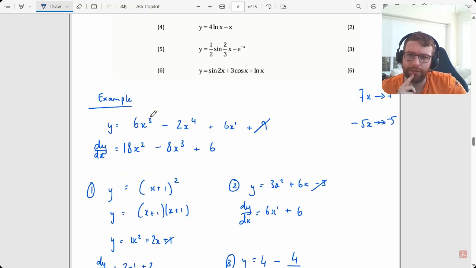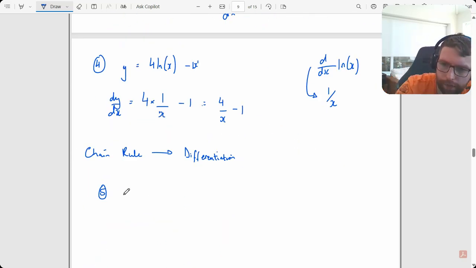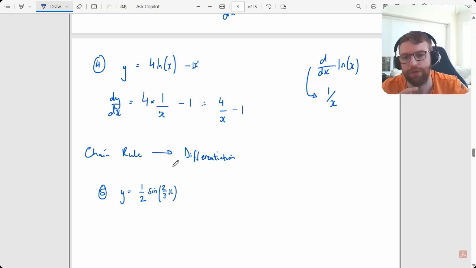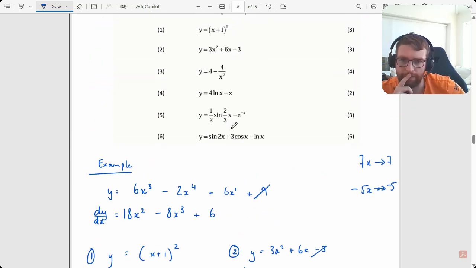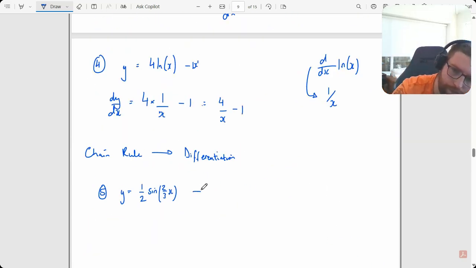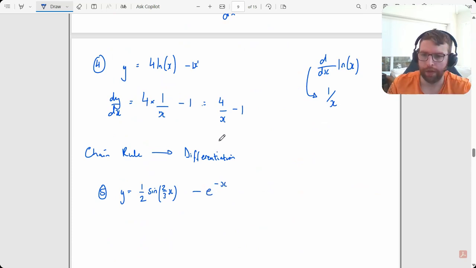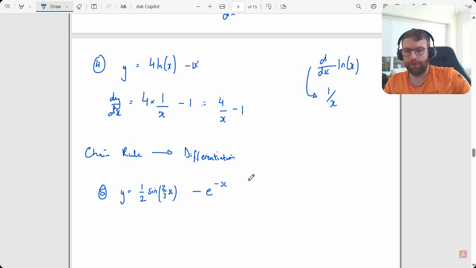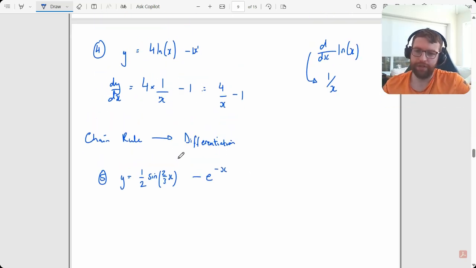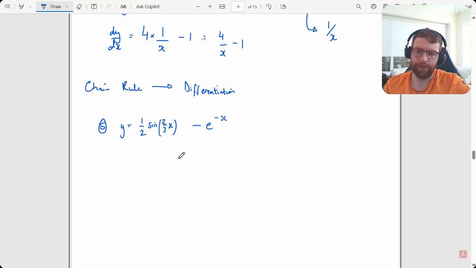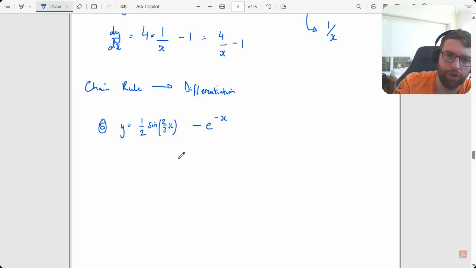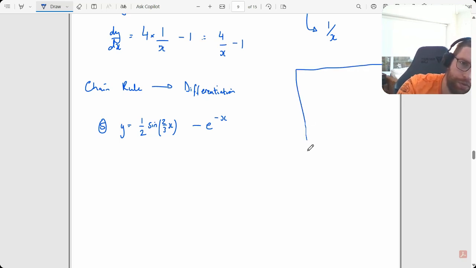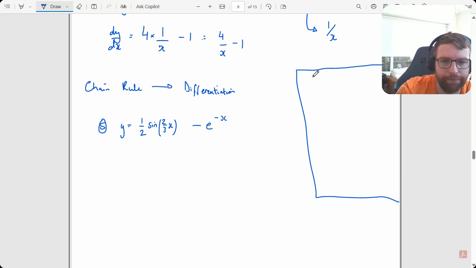So we've got y equals a half sine 2/3 of x. So this is effectively in brackets there, so it can't be touched in that sense. And minus e to the minus x, right? So the chain rule basically works in a way where we differentiate as normal and then we differentiate the inside. So first things first, I suppose we're supposed to talk about differentiating trig.